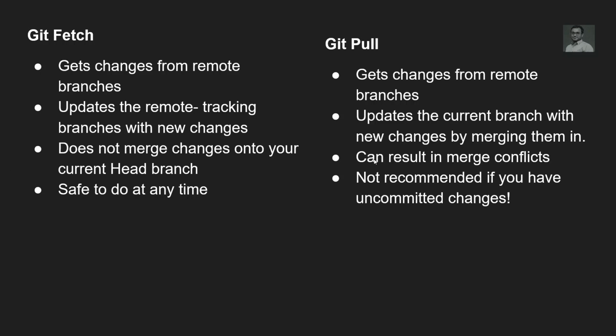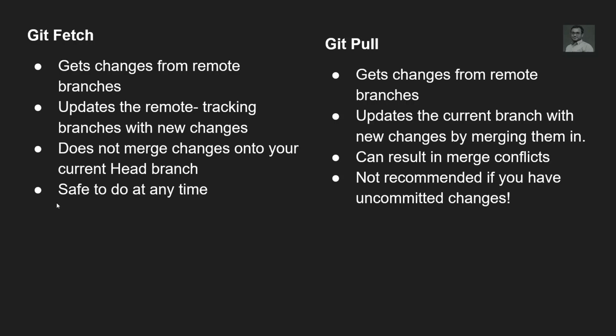Git pull does the merging, so it can result in merge conflicts. When you are trying to merge the commits present in your local repository and the commits present in the remote repository into your branch, this may lead to merge conflicts. We will see a demonstration in the next video, how we can do it in a real-time scenario.